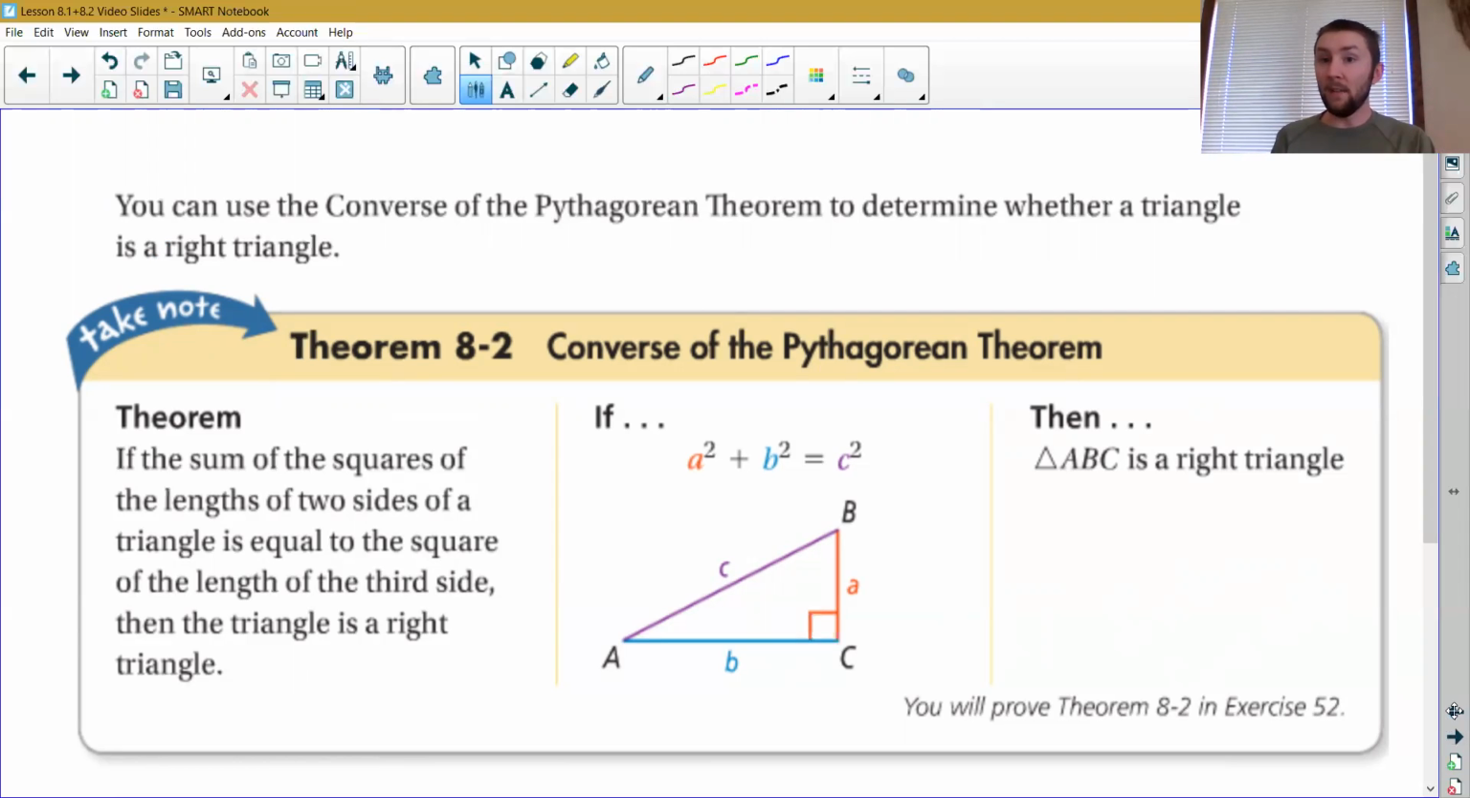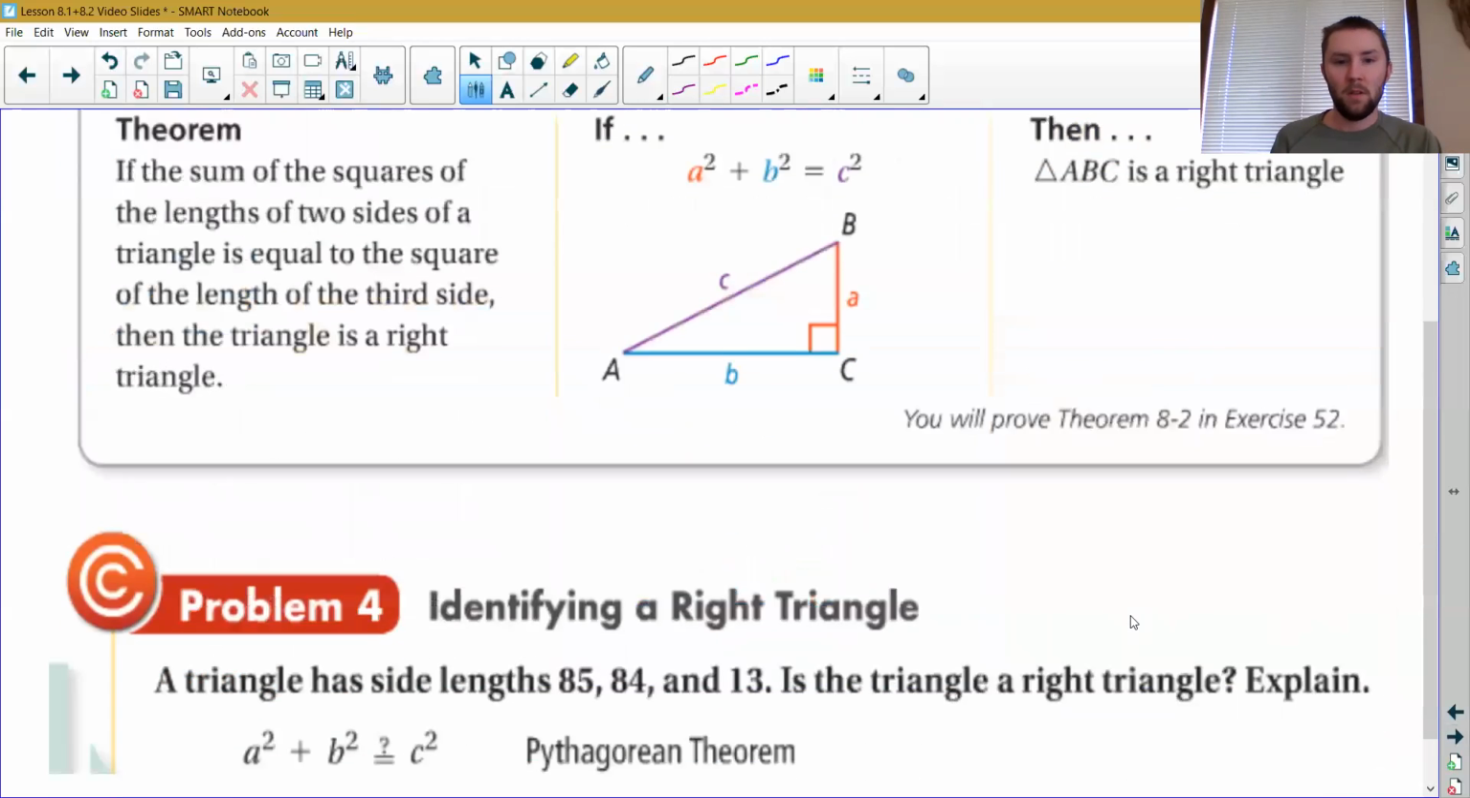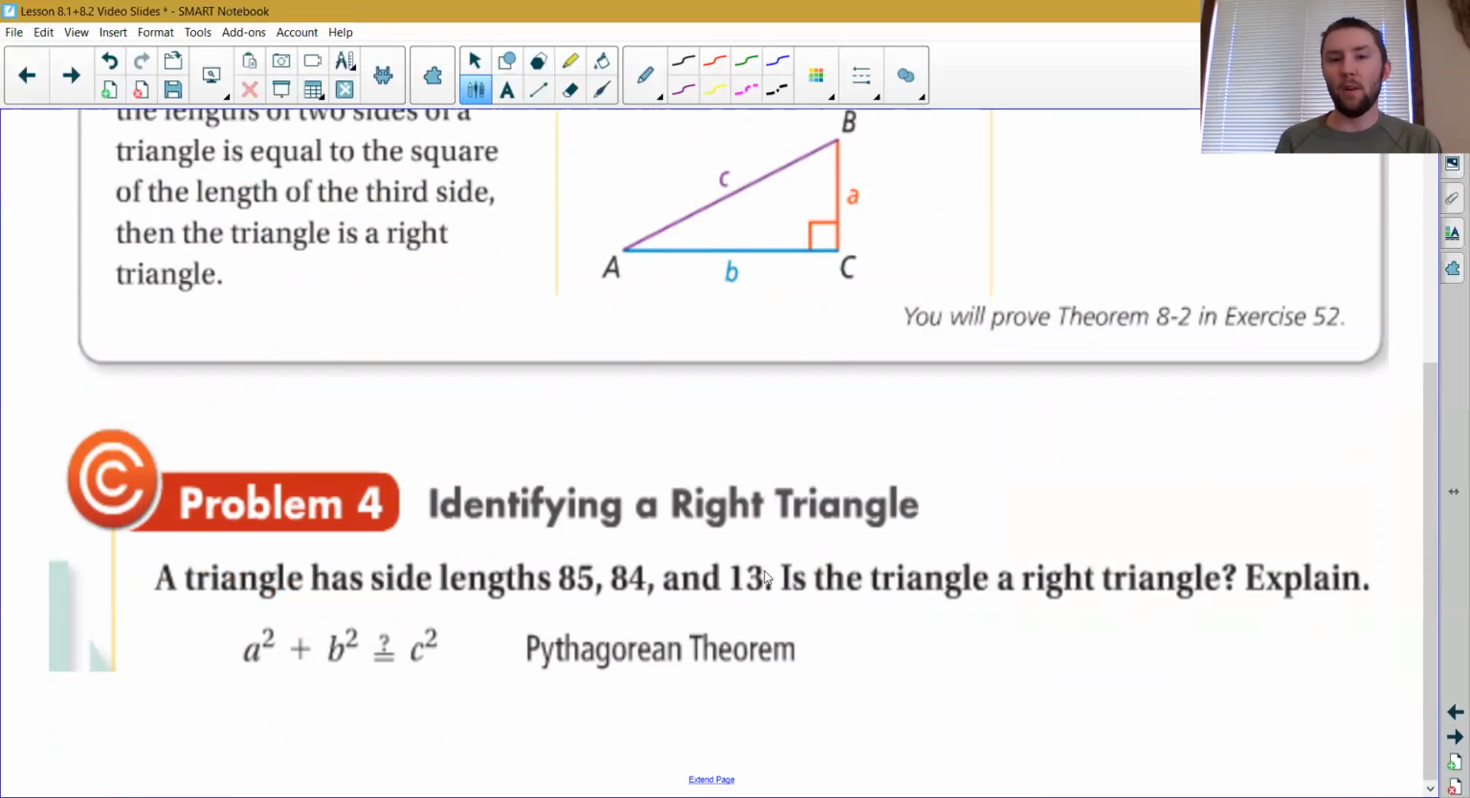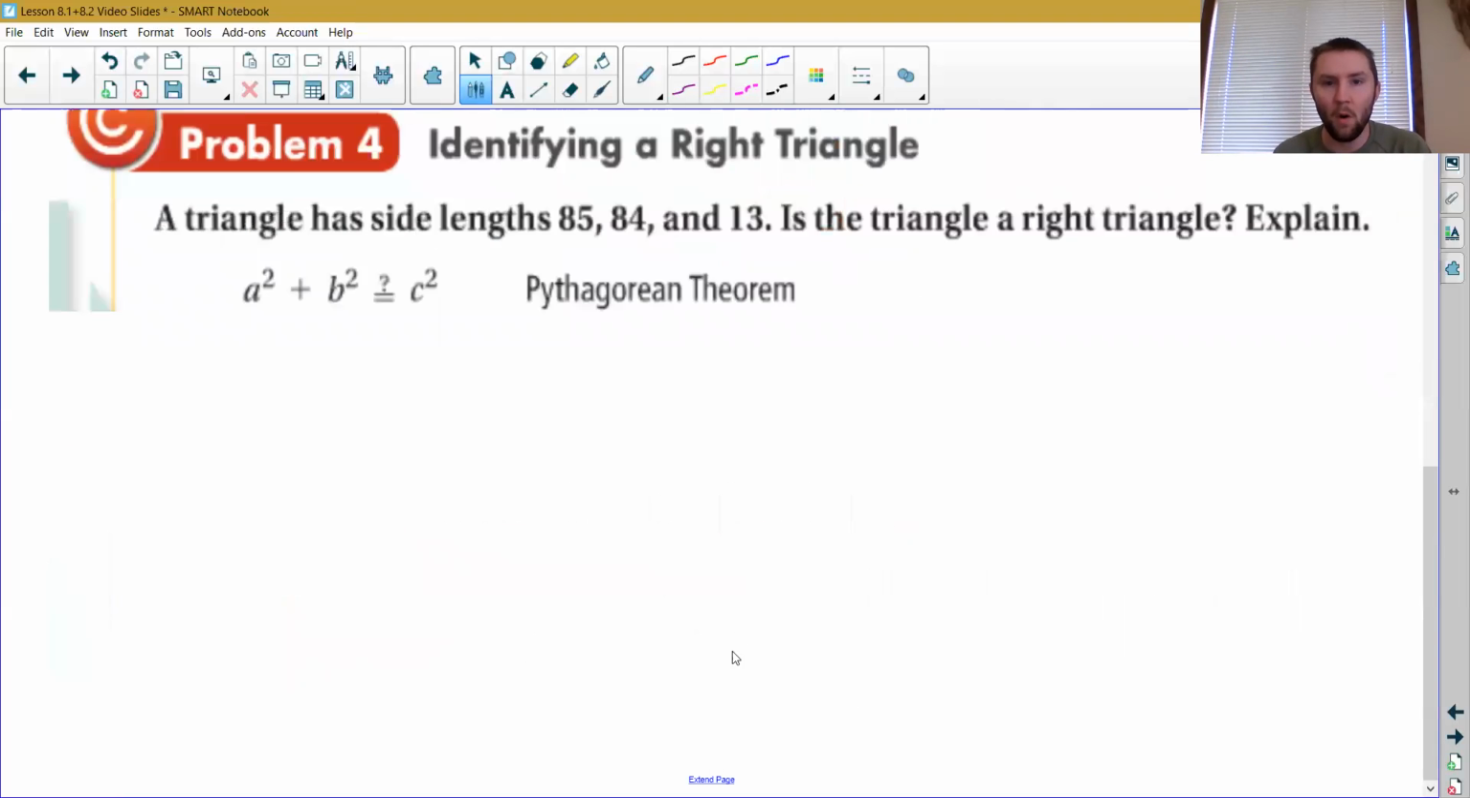So basically, we're going to be given side lengths of a triangle, for example, 85, 84, and 13, and we're going to be asked to decide, is this triangle a right triangle or is it not, okay? So the only question here is, do these 3 side lengths fit the Pythagorean theorem? Now, one thing that we need to always keep in mind, the longest side of the triangle, no matter what order they give them to you, the longest side must always be the c value. It has to be the c squared value.